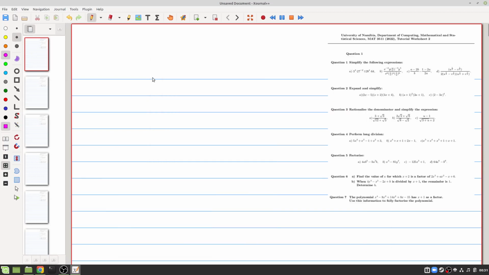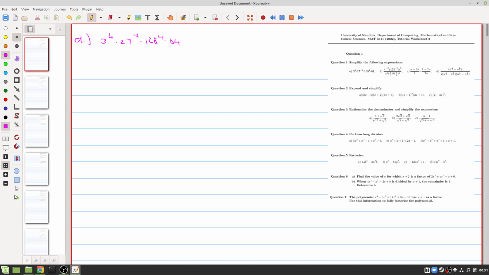Alright, so let's have a look at some of these questions again. This is tutorial worksheet number 2. For the first question, it's just simplifying the following expressions. So question 1a, we've got 3 to the power 4 times 27 to the power negative 2 times 128 to the power 4 times 64.